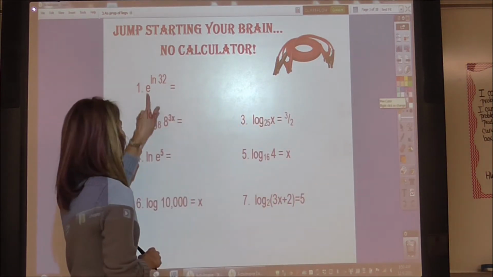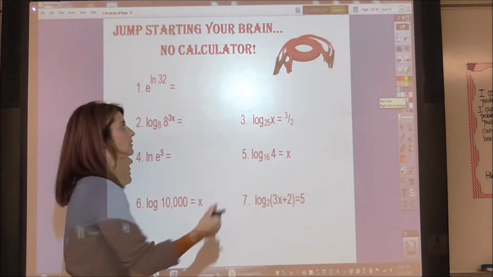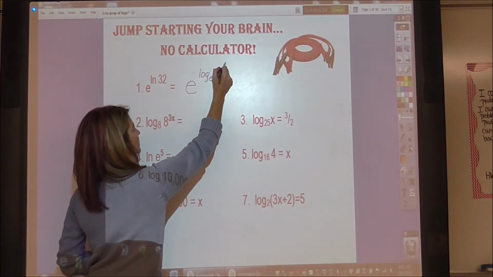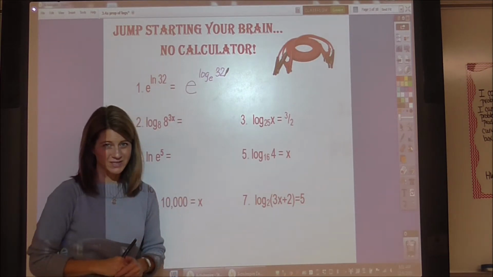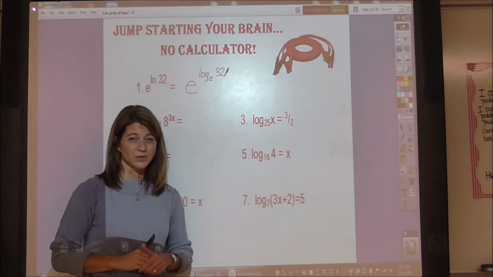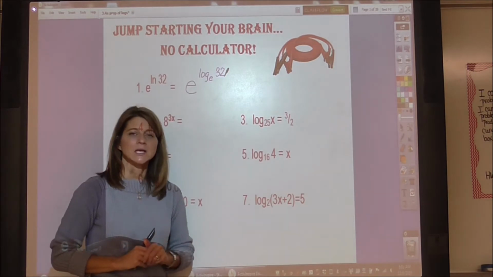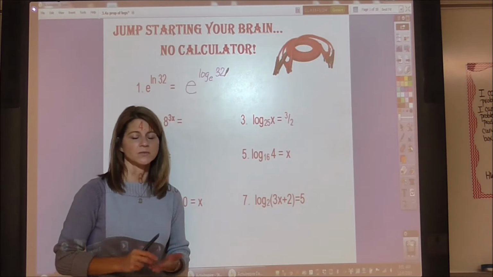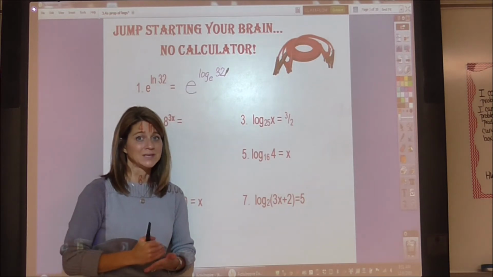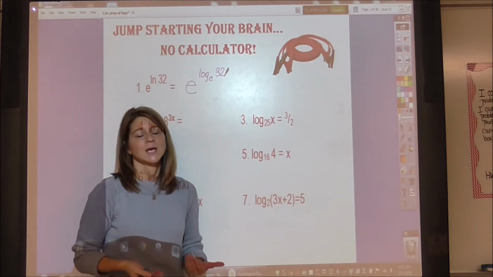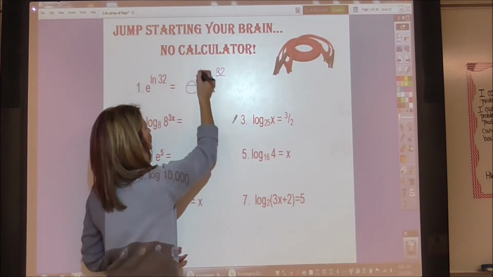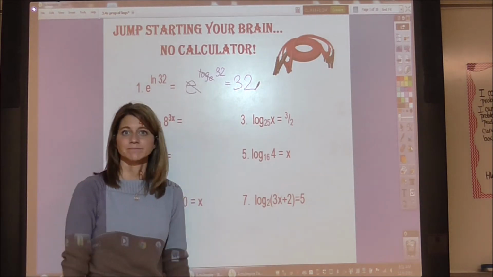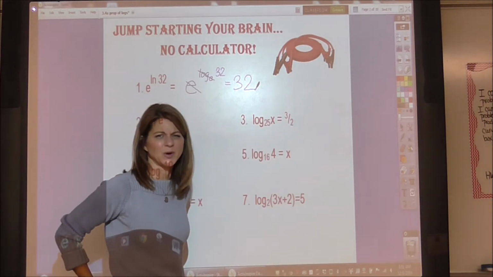So the very first one has a base of e. And if I change natural log to log base e of 32, it looks like a horrendous problem, right? I would agree. But you remember that there is a trick? If you have a base of e, and then the exponent says log base e, they get to cancel out. And what's the only thing that you're left with? 32. So 32 is it. Question number 1 is 32. I hope you got that one right.